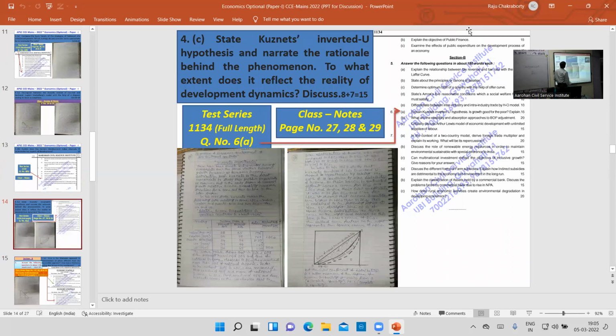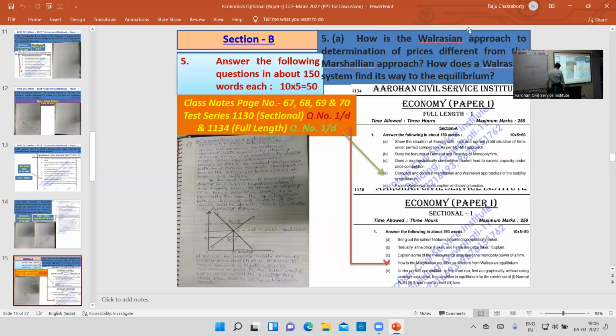Next question 4C: State Kuznets's inverted-U hypothesis and narrate the rationale behind the phenomenon. To what extent does it reflect the reality of development dynamics? Discussed in class; I prepared notes in classes 27, 28, 29. Apart from this, in test series 11 and 34, question number 6A was one such question. These are very important questions, frequently asked in most exams every year, including APSC exams.